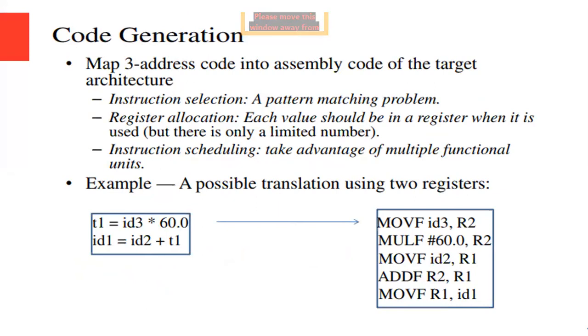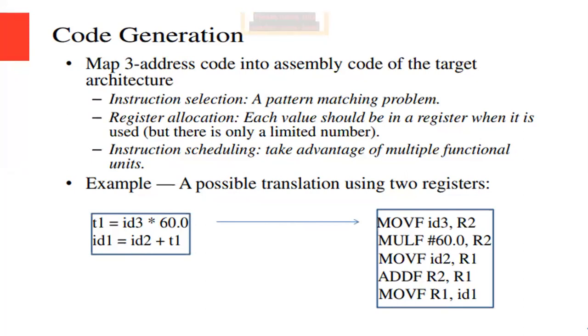So here the output of code optimization is taken as the input to the code generation, and that code is converted into assembly level language. So here code generation maps three address code into assembly code of the target architecture. So what is the final target? We get the target program or object program.